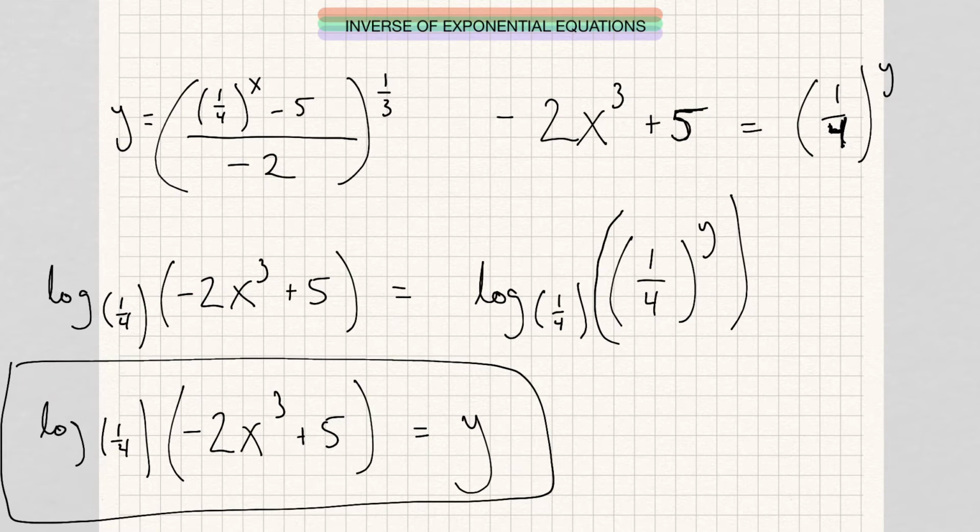Okay, this problem, we find the inverse. This is what we get: log base 1/4. I could probably scoot that 1/4 down a little bit, just so you know that's log base 1/4, of negative 2x cubed plus 5 equals y. This is the answer, the inverse of this problem here.